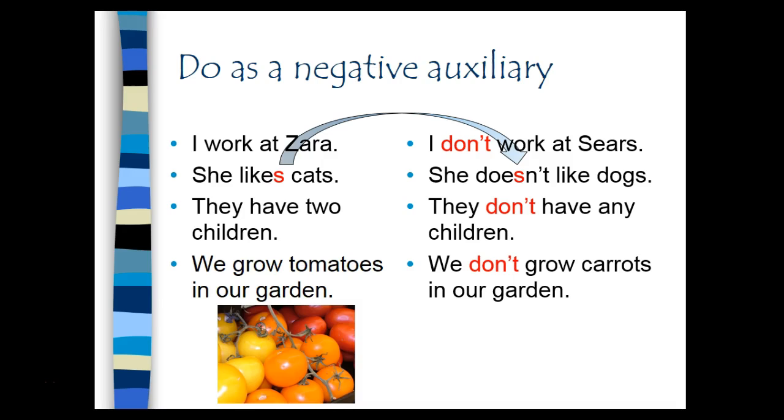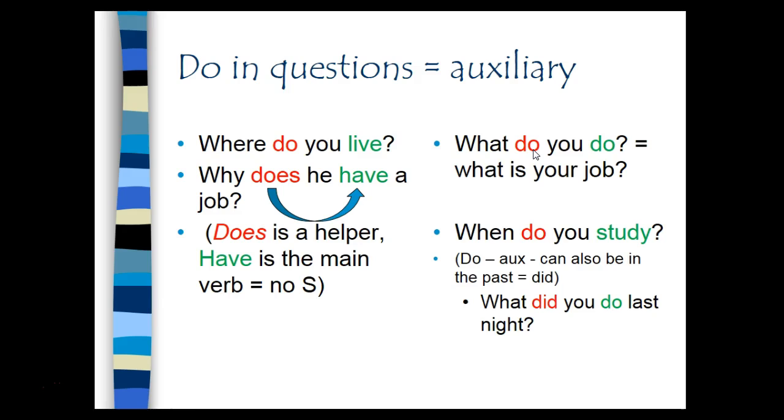So in these sentences, do serves the purpose of an auxiliary. It is a helping verb, and we conjugate the auxiliary and not the verb. The same rule applies for questions. I can use do as an auxiliary verb. Where do you live? Do in this case is my helper, my auxiliary, and it agrees with my subject. My verb goes back to the base form.